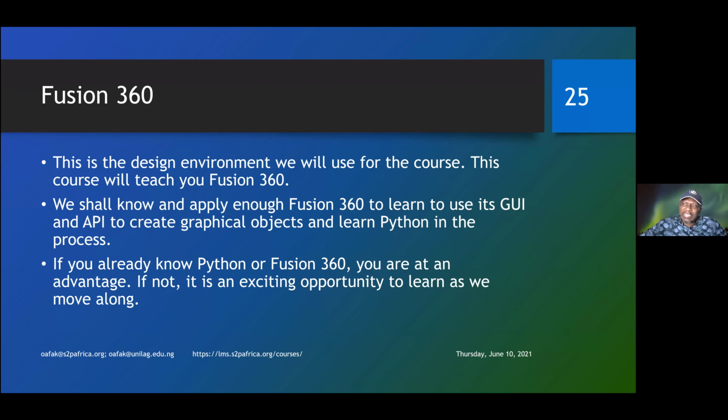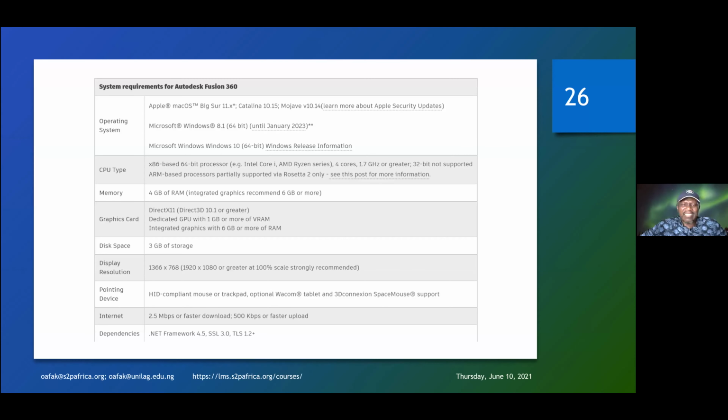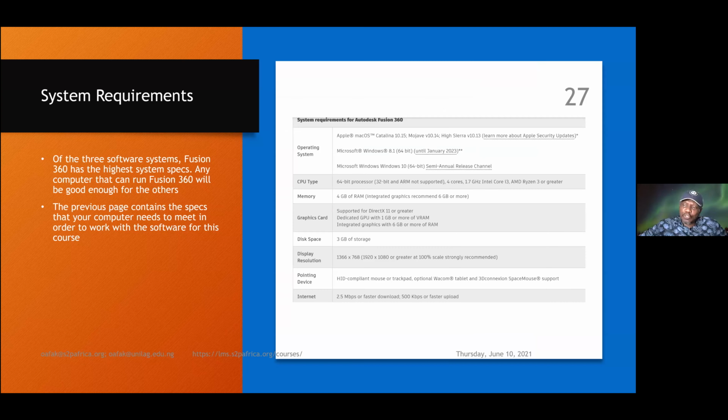On pages 26 and 27, you have the system requirements. I'm not going to pause there because you can read those system requirements on your own. There are 3 software that we're expecting you to install. Fusion 360 has the highest spec. That's the first one. The second thing is the Python interpreter. I will show you where to get that. And then the third thing is Visual Studio Code, which is our preferred integrated development environment. There are other integrated development environments, but I am insisting for this course only, just use Visual Studio Code.